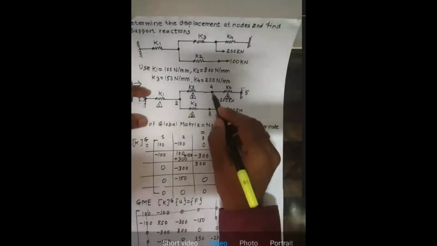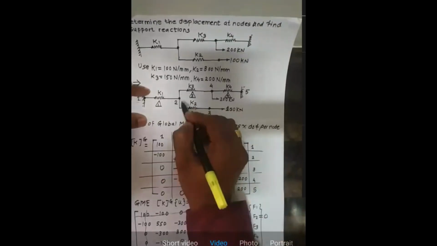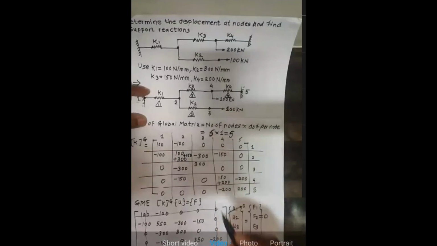No, sir. There is no force applied. See, if you go for node 3 and node 4, they have applied some load. But if you see node 2, they haven't applied any, right? So we don't need to put any force. I will put it as 0 Newton, right?